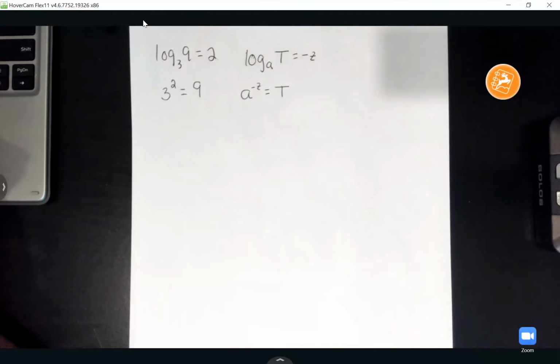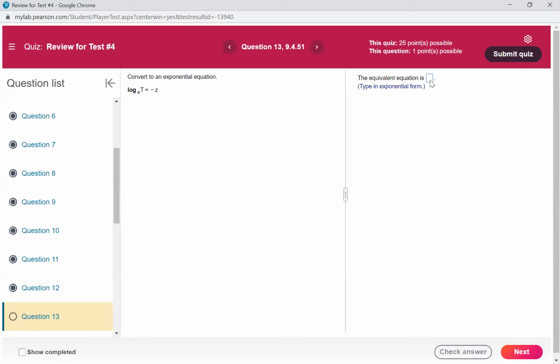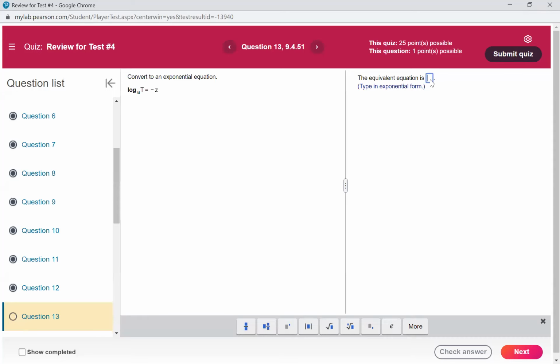So let's go. So I had my a, exponent negative z, arrow right off that exponent and put your equals, and then mine was a capital T. Okay, so MyMathLab is really picky on capital letters or not, okay?